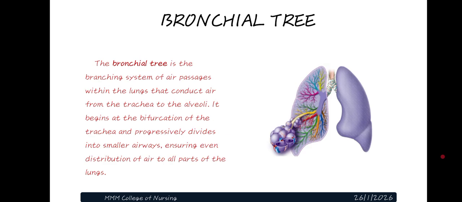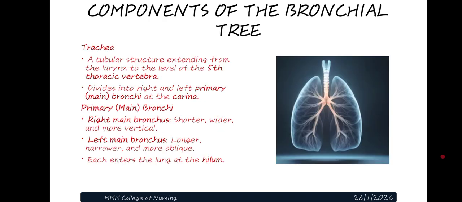Coming to the bronchial tree. The bronchial tree is the branching system of air passages within the lungs that conduct air from the trachea to the alveoli. It begins at the bifurcation of the trachea and progressively divides into smaller airways, ensuring even distribution of air to all parts of the lungs.